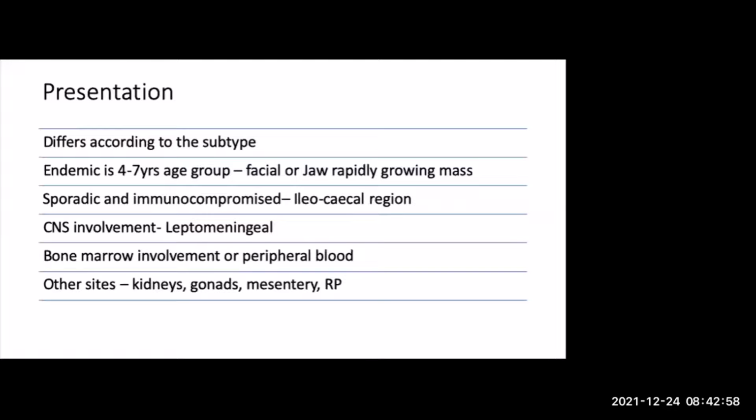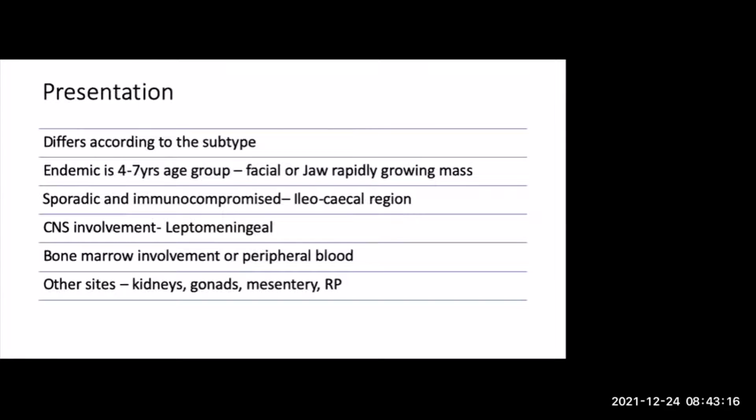Coming to the clinical presentation of Burkitt's lymphoma, it differs according to the subtype. Endemic Burkitt's is usually seen in children with a rapidly growing facial and jaw mass. Sporadic and immunocompromised Burkitt's lymphoma is usually abdominal or in the ileocecal region.